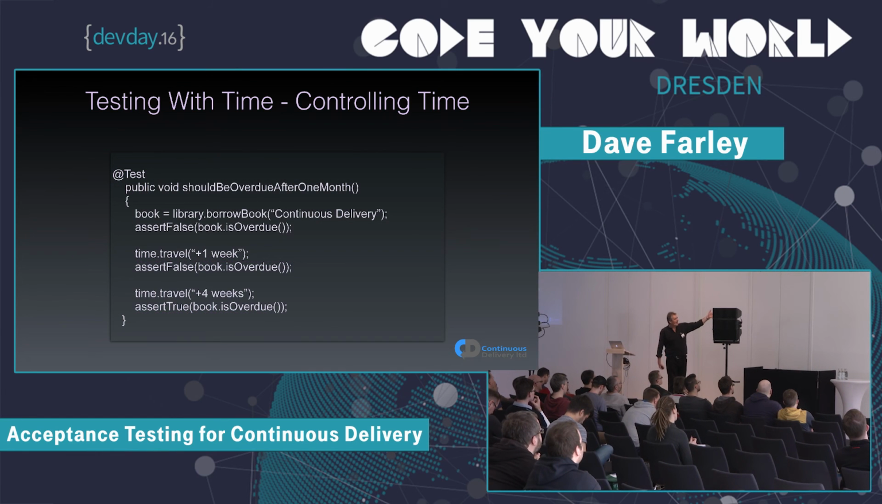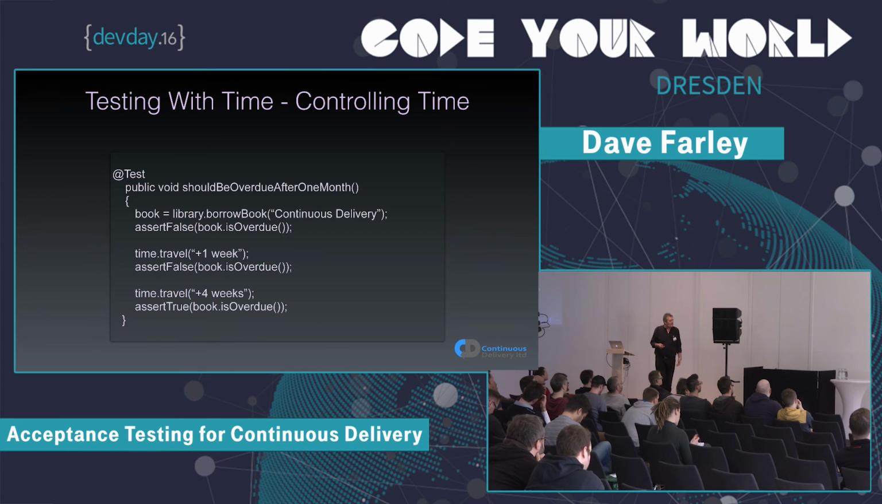So here's an example. Again, it's a cheesy example. Let's imagine we've got a library. We're going to borrow a book called Continuous Delivery. We're going to assert that the book is not yet overdue. We're going to time travel forwards 1 week, and assert that the book is still not overdue. In the UK, at least, you're overdue if it's over 4 weeks. So we're going to time travel forwards 4 weeks, and we're going to say it's now overdue. So that's quite a powerful technique.